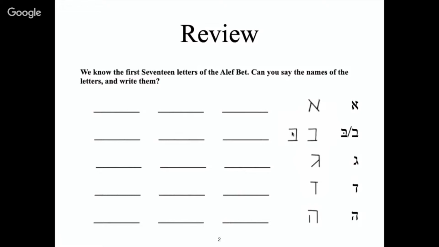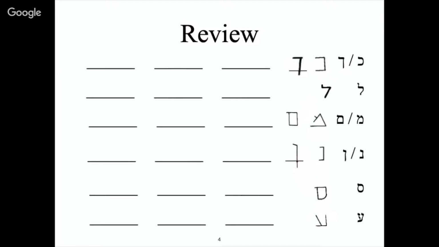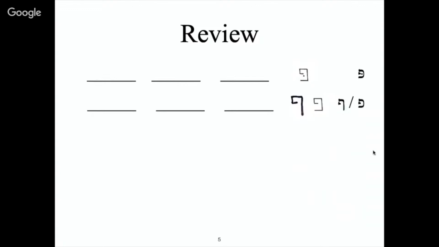So you can go ahead and practice. You could print out the primer. You could practice writing the Aleph, the Beit, and the Vet, the Gimel, the Dalet, the Hey, the Vav, the Zayin, the Het, the Tet, the Yod, the Kaf, the Chaf, and the Chaf Sofit, the Lamed, the Mem and the Mem Sofit, the Nun and the Nun Sofit, the Samech, the Ain, the Pei, and the Fe Sofit.